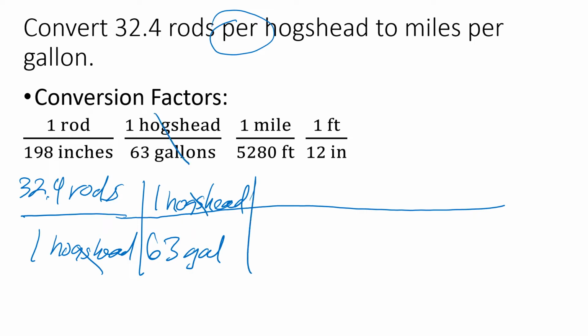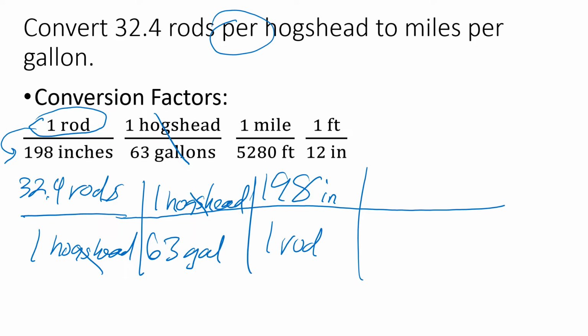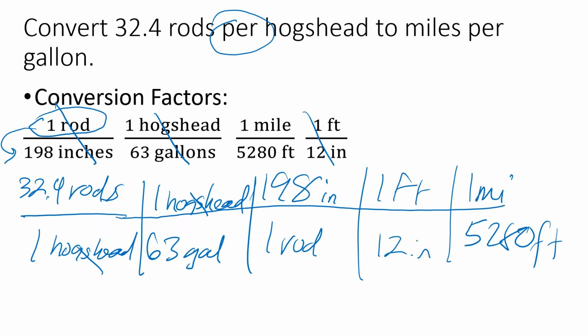Now I've got to convert rods to miles. So in one rod, it's 198 inches. So I need to flip this. Remember, when you flip, you take the whole number and the unit as well. So don't just flip the units. So one rod, 198 inches. 12 inches is 1 foot. And then in a mile, it's 1 mile over 5,280 feet. I'll do some math and put this up here.